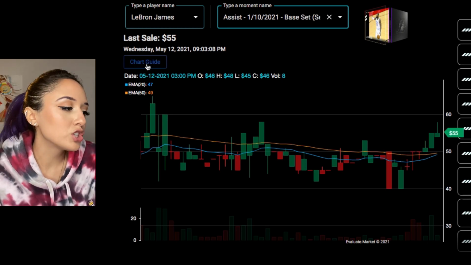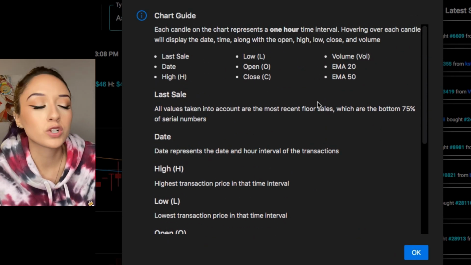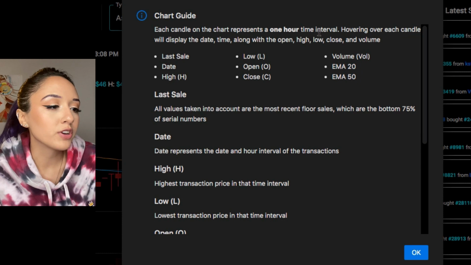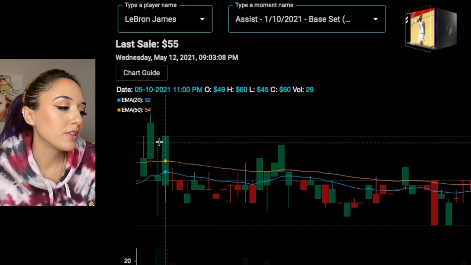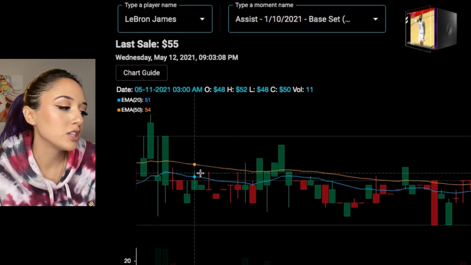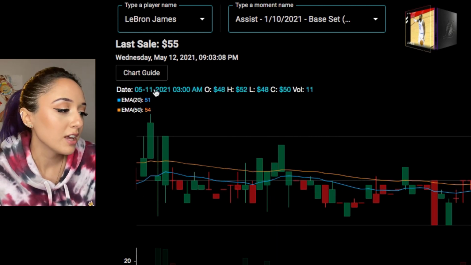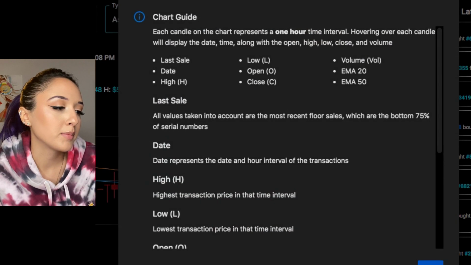Next there's this chart guide which you can click to give you a better understanding of how to read this. Of course, we're going to go over it, but let's quickly read a couple of these things. First of all, it says each candle on the chart represents a 1-hour time interval. Hovering over each candle will display the data time along with open, high, low, close, and volume. So these are the candles here, and as you can see, as we hover over, the data here in blue is changing. Open, high, low, close, and volume, that's what it's talking about there.